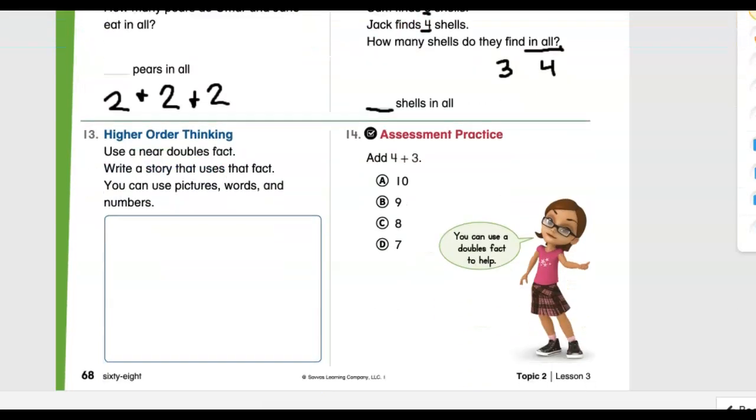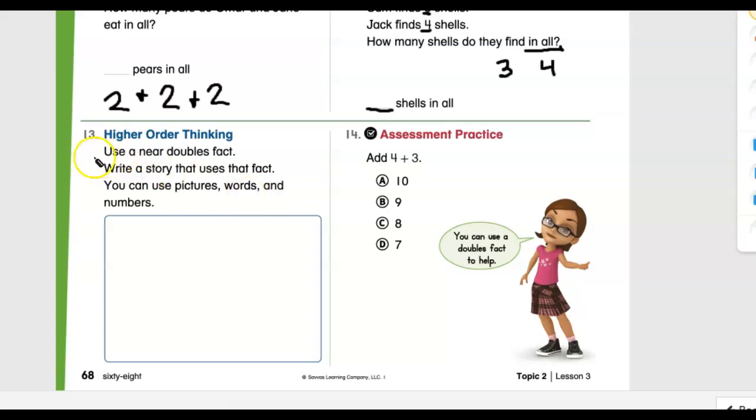Number 13. And if you need to pause the video to slow down, that's okay. Mrs. Collier just doesn't know how much wait time to give you guys because I can't see you solving these problems. So if I'm going too fast, just please pause the video at any time.